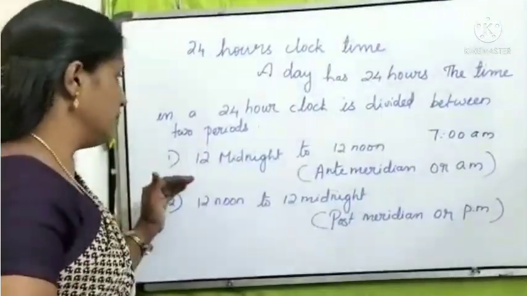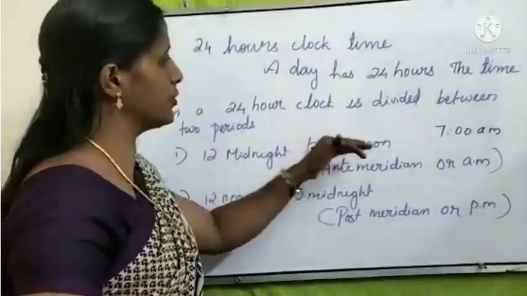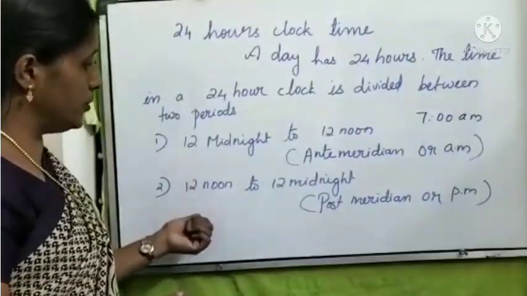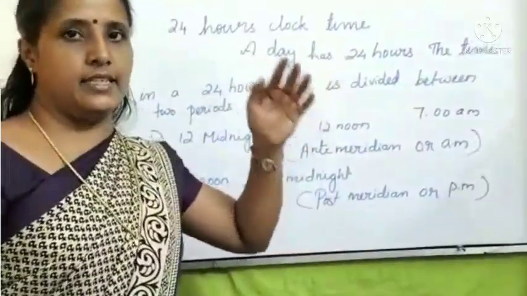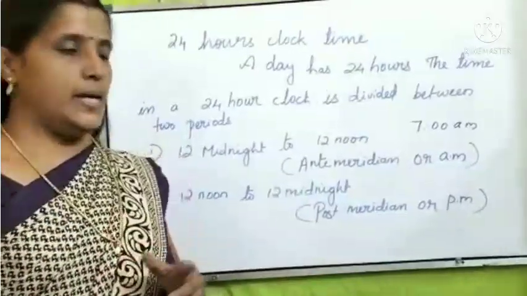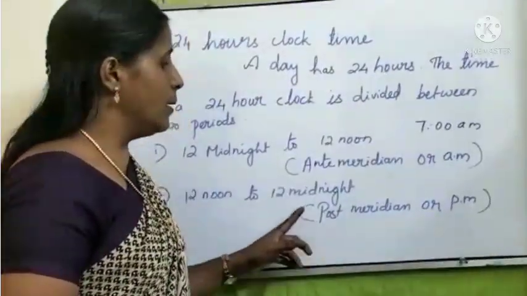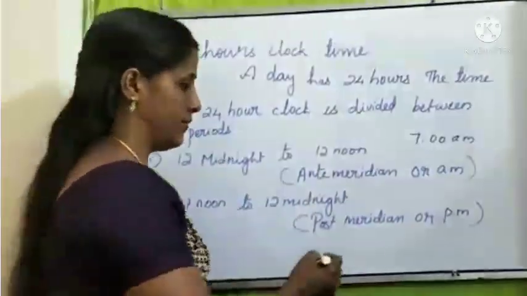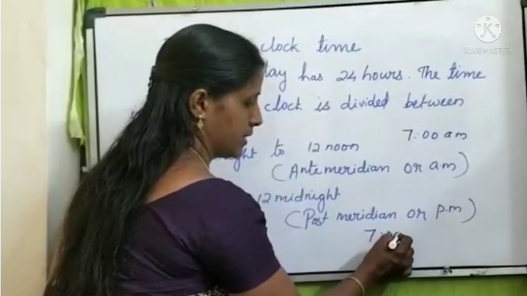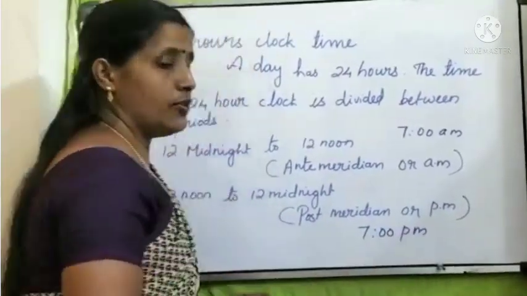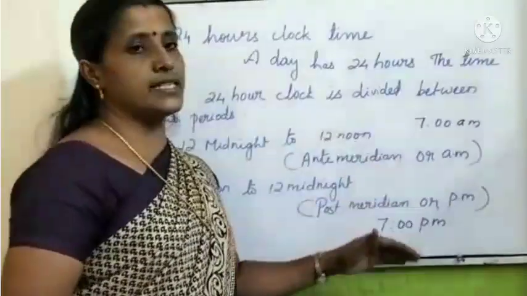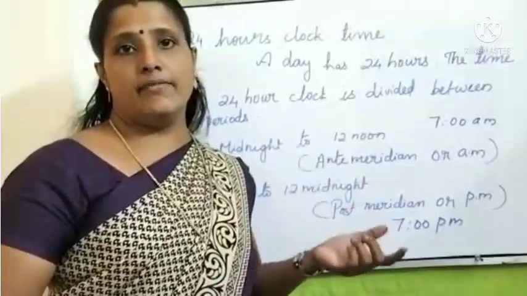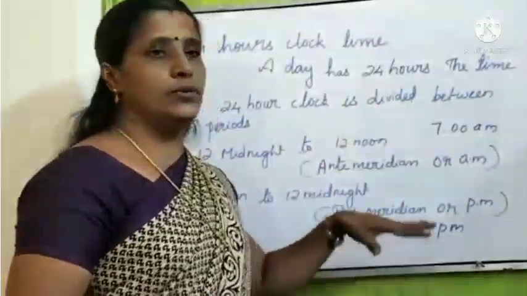So the time has two periods. From 12 midnight to 12 noon, we have to mention AM. The second period is 12 noon to 12 midnight. That time we have to mention post meridian or PM. So for the same 7 o'clock in the evening, we have to mention PM. So we can identify whether the given time is morning or evening time. That way we identify the two times.